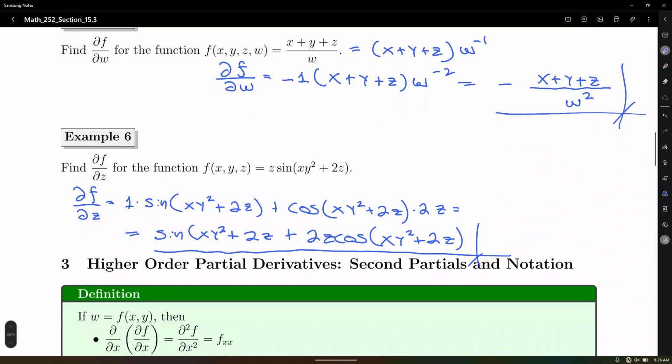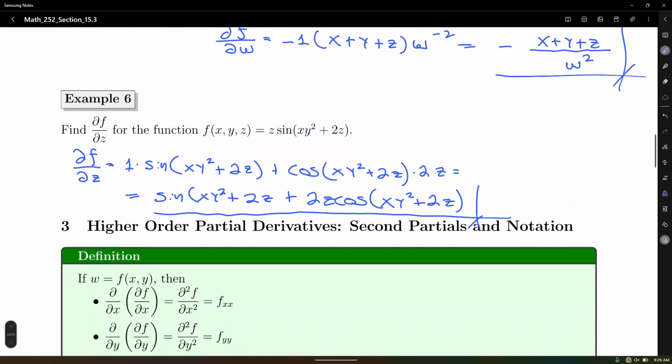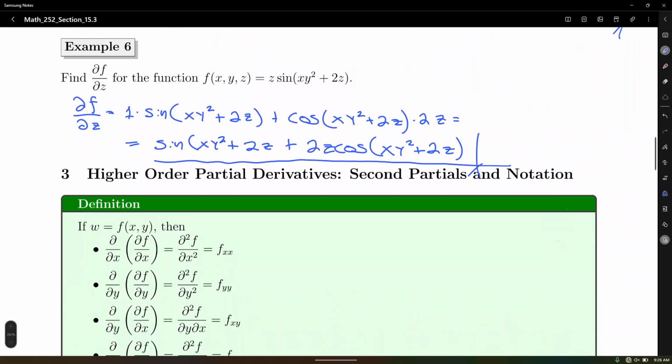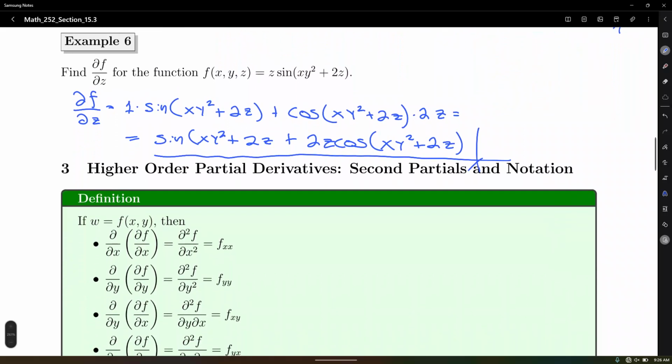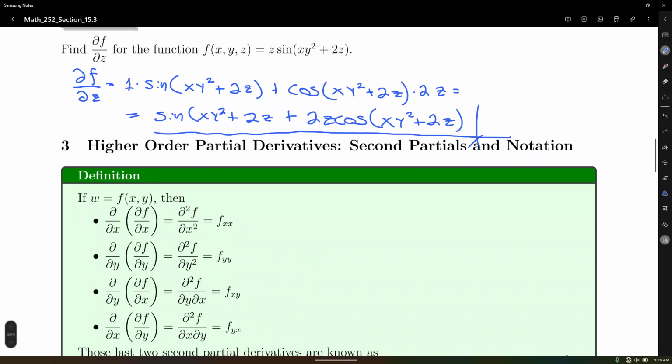And of course, you can make up your own functions, composites, radicals, add as many variables as you want, and have fun. Have a lot of fun with this. Now let's go to higher order partial derivatives: second partials, third partials, fourth partials. There's no limit as to what order derivative you can keep taking.